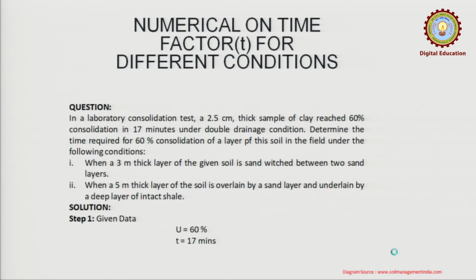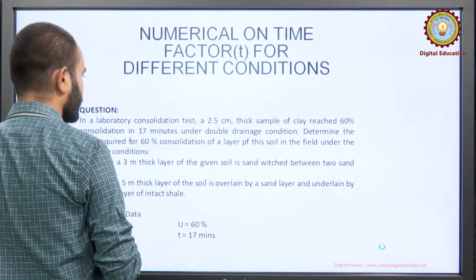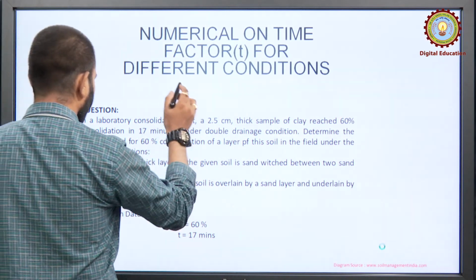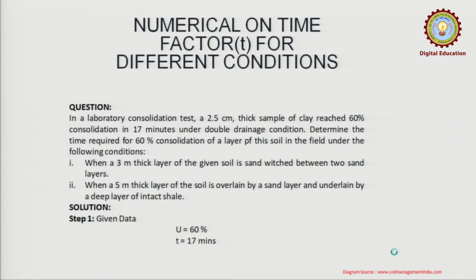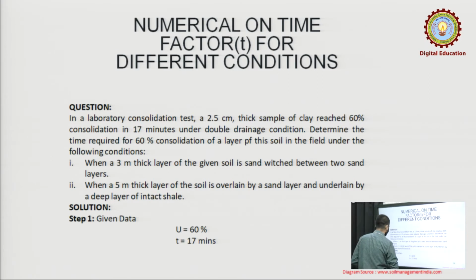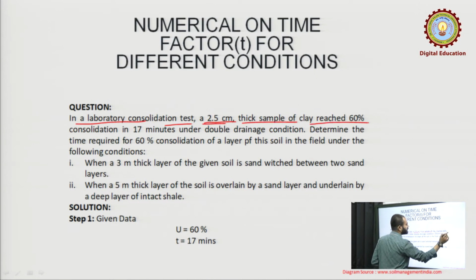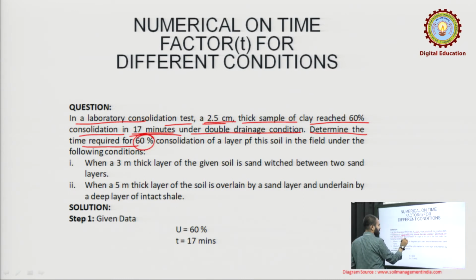Now, another question, let us see. We again will be finding the time, okay, for different conditions. So, let us see the question. In a laboratory consolidation test, a 2.5 centimeter thick sample of clay layer reached 60% consolidation in 17 minutes, okay, under double drainage condition. Determine the time required for 60% consolidation of the clay layer if this soil layer is in the field under the following conditions.